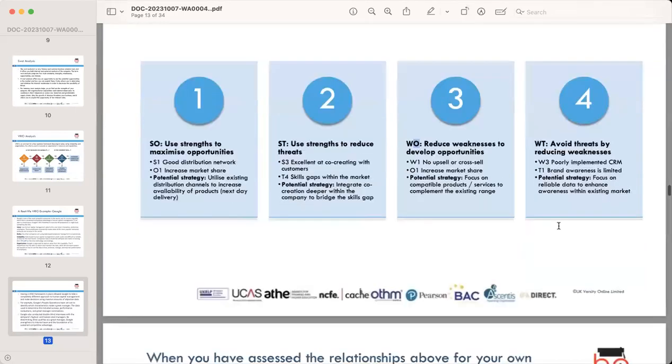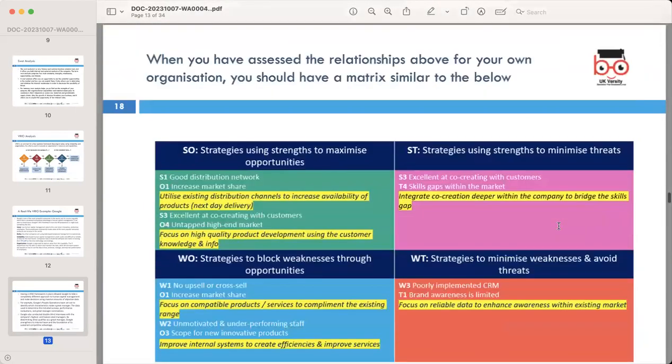Okay, no questions. Once you have assessed the relationships above for your own organization, you should have a matrix similar to the below: strengths and opportunities, strengths and threats, then weaknesses and opportunities, and weaknesses and threats.